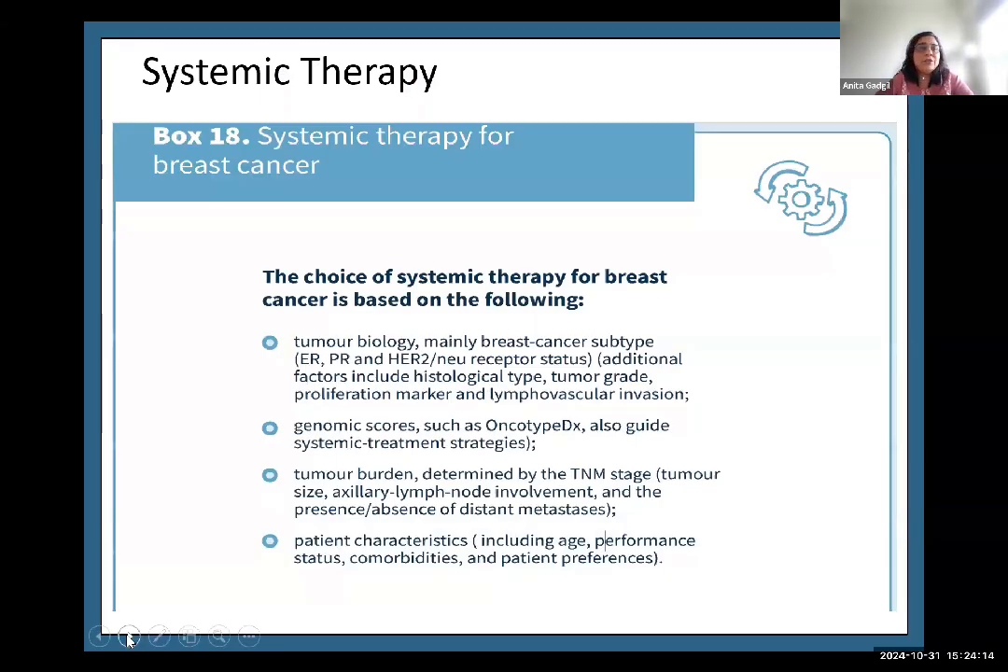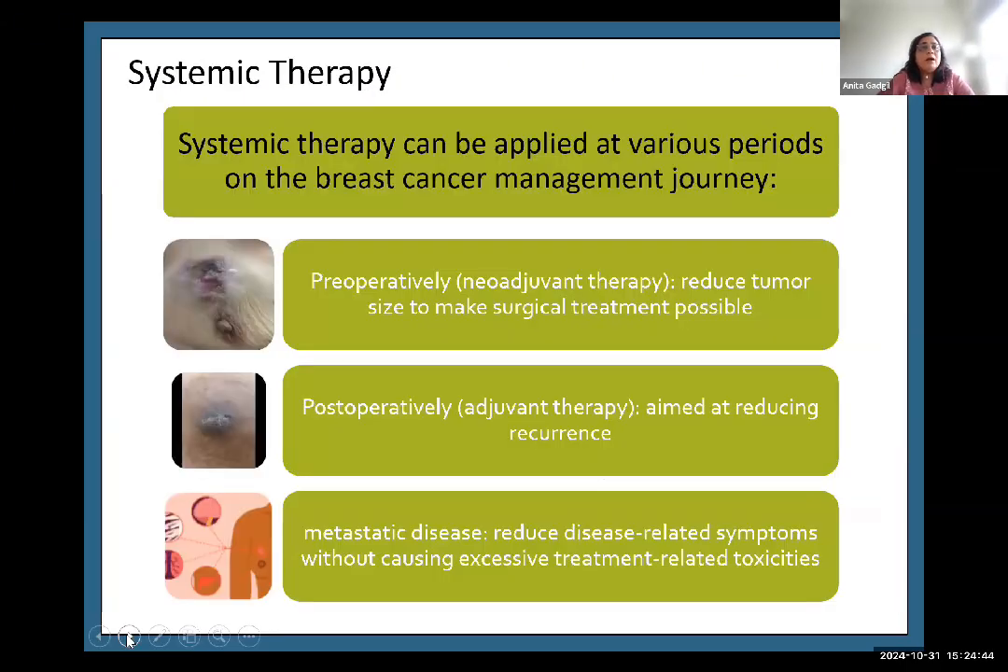Coming to third modality of treatment, systemic therapy. This choice of systemic therapy for breast cancer is based on how advanced the tumor is, what is the stage, whether the tumor is hormone receptor positive, whether the tumor is HER2 neu, that is, whether it can be given a targeted therapy if the HER2 neu receptor is positive, so on and so forth. So these are some of the considerations when we decide about systemic therapy.